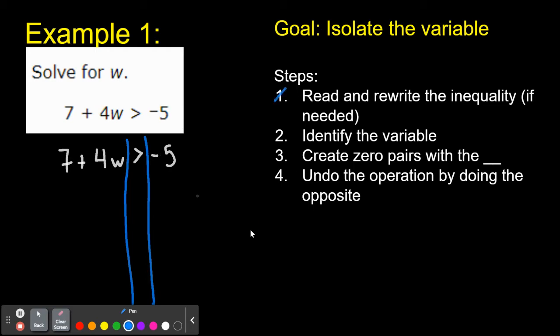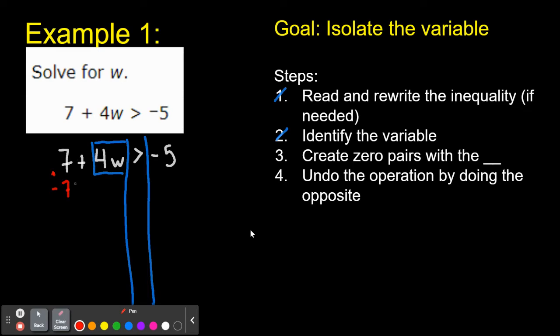Let's identify the variable. The variable is right here. Remember, it's important to identify where the variable is because that side is going to dictate what our next step is. Our first goal is to get that variable term on its own. So we need to get rid of that +7. To get rid of a +7, we're going to add a -7.